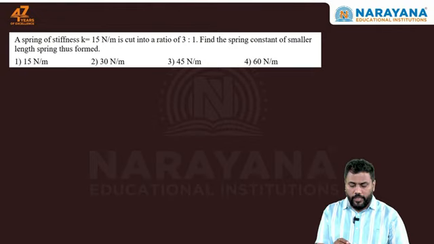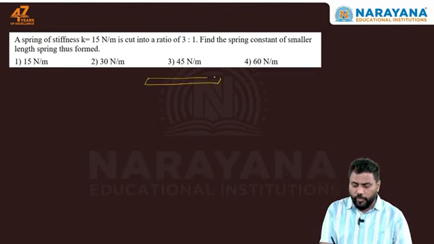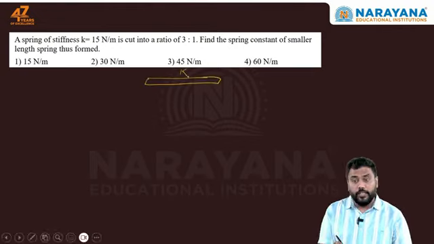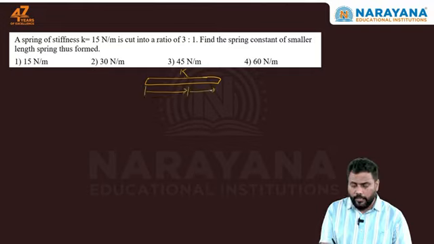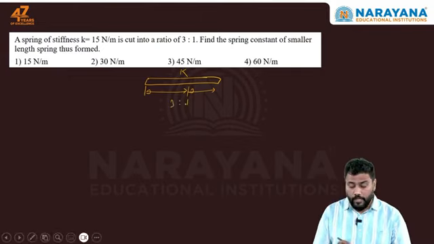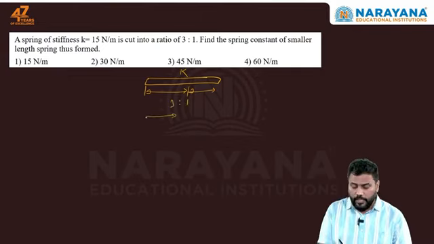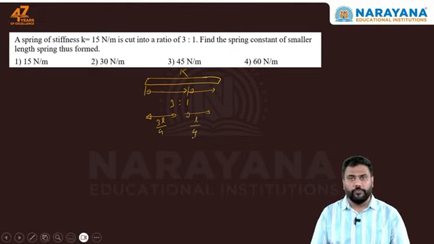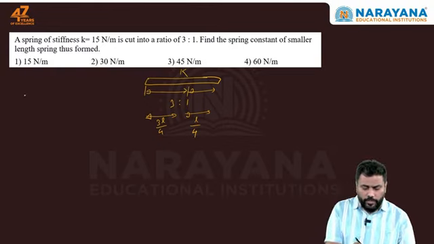So in this question we have a spring which has some spring constant given as k. We are cutting this spring in two parts. The ratio of lengths of these two parts is 3:1. That means the total length we are cutting in 4 parts, and the length of the bigger part should be 3l/4 and the length of the smaller part should be equal to l/4.